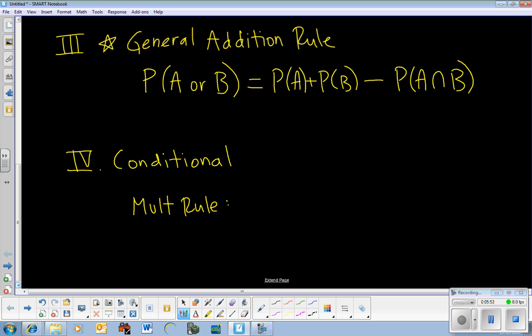The addition rule above is just one rule for all. If A intersect B happens to be 0, then it goes away anyway. So that's the only rule we need. This is the only rule we need for A or B.